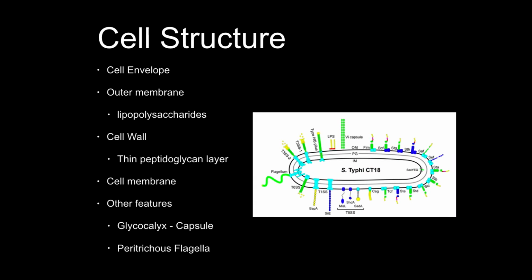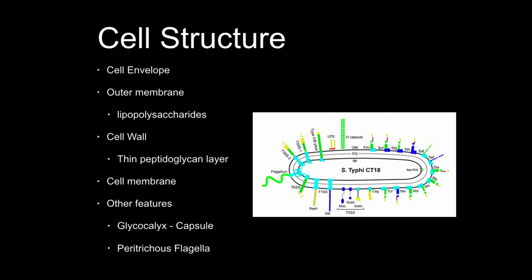Like other gram-negative bacteria, it has an outer membrane, which is a lipid bilayer. Of note, it contains lipopolysaccharides, which act as endotoxins that result in a high fever and toxic shock. Its cell wall has a thin peptidoglycan layer, again like other gram-negative bacteria. Its cell membrane is, as would be expected, made of a lipid bilayer and proteins.